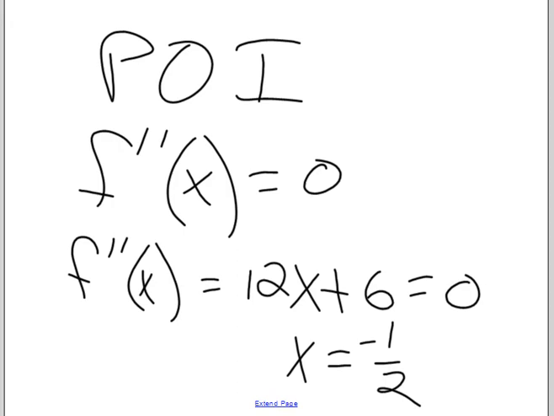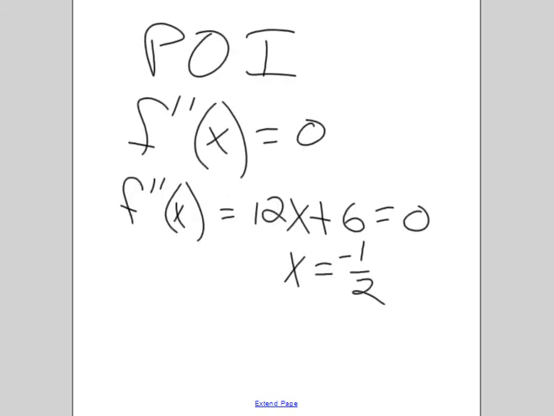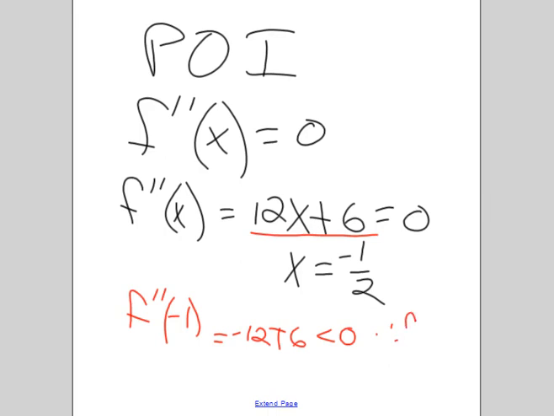There's got to be a change in sign of the second derivative. Because the concavity has to change. Second derivative is concavity. The concavity has to go from up to down or down to up. So for the second derivative, let's try negative 1. Plug negative 1 into that. I got negative 12 plus 6. That's less than 0. So therefore, f is concave down.